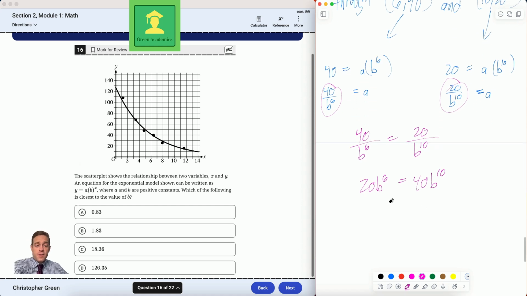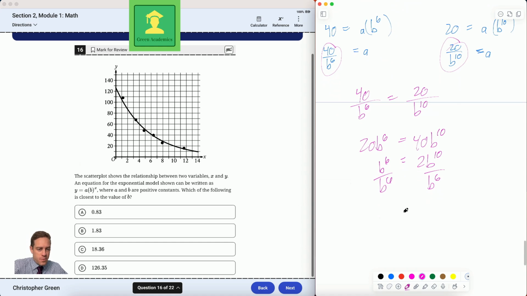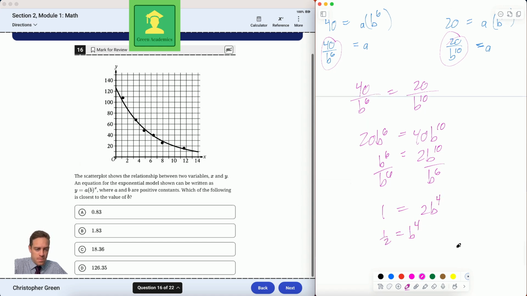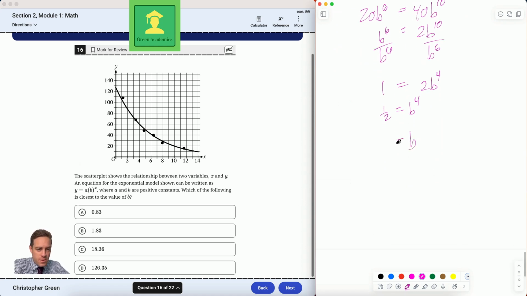And then divide both sides by 20. So b to the 6th equals 2 b to the 10th. And then divide both sides by b to the 6th, which means you'd actually be left with 1 equals 2b to the 4th. And I'm going to say that you divide both sides by 2 to get to here. So b is now the fourth root of a half, which I'm going to hit on the calculator.